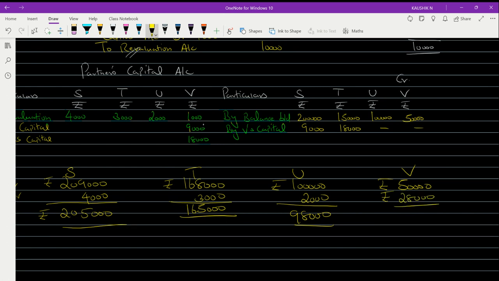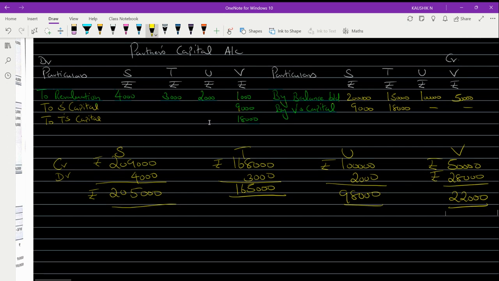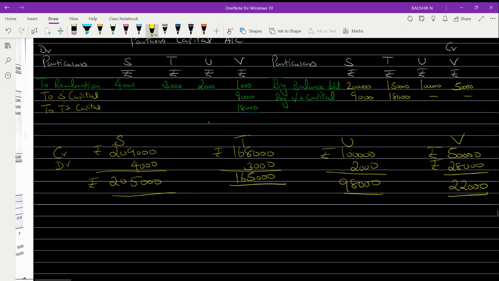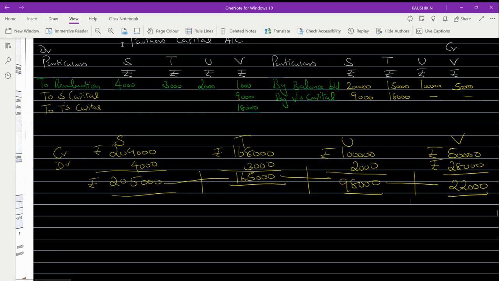Very good. So you will be having 20,000. Now if you see, all these are the remaining balance in the capital. Now add all these values. This value plus this value plus this value plus this value. If you total these four values, tell me how much you get.